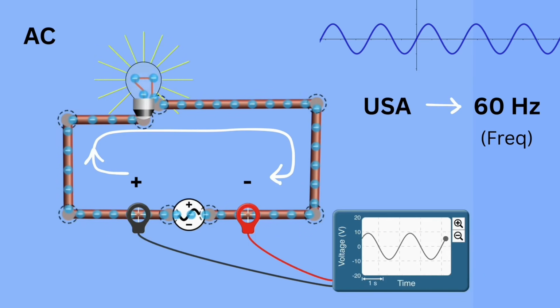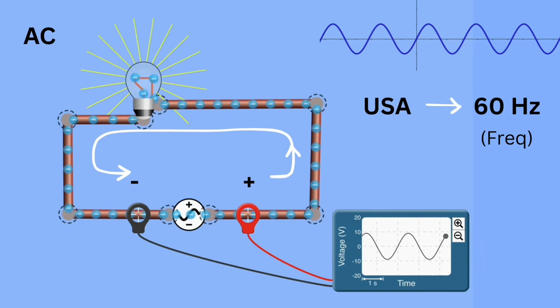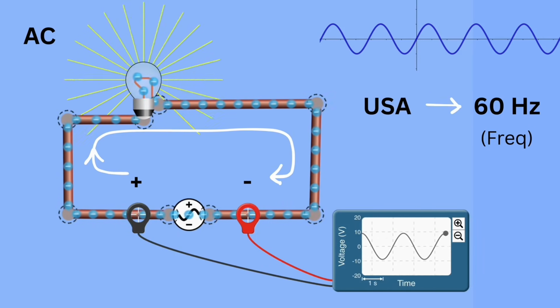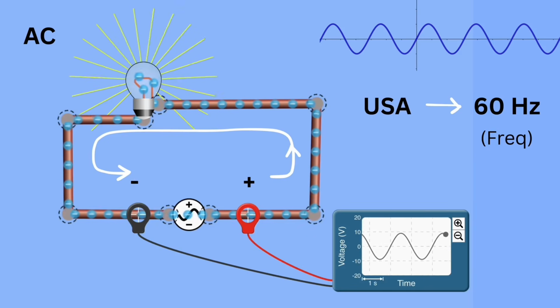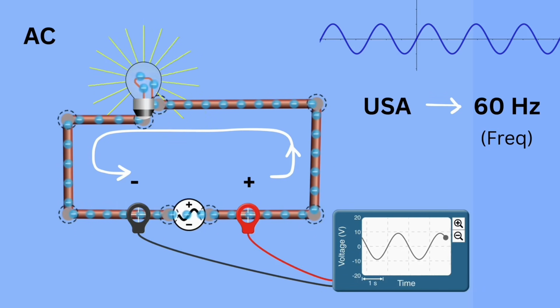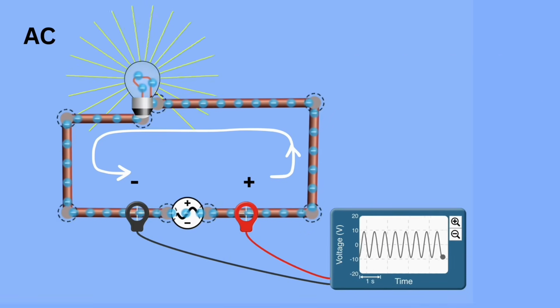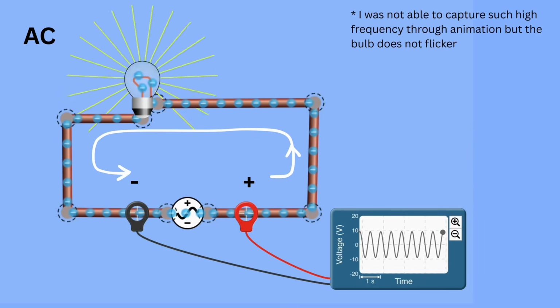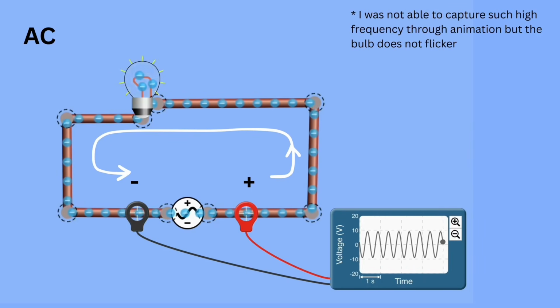But since the polarity itself is changing, due to this changing polarity, the direction of current in the circuit also keeps reversing. That's why if you connect an AC supply to a lamp, the electrons in the wire move back and forth rapidly instead of flowing steadily in one direction. However, because this happens extremely fast, the bulb glows continuously and our eyes cannot notice the flickering.